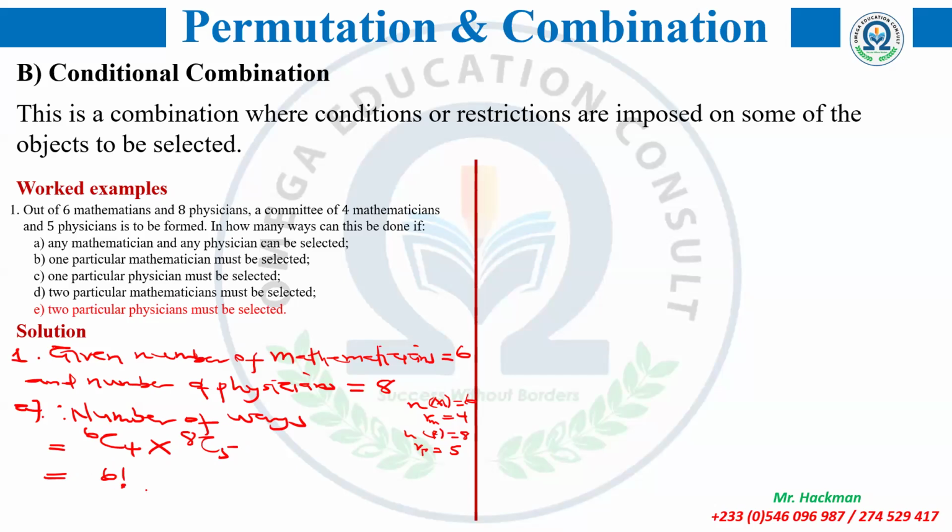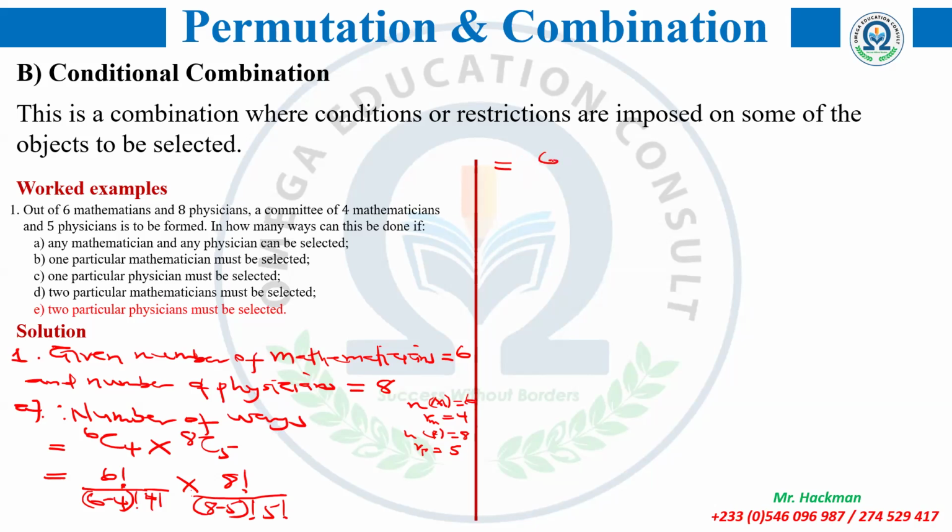So 6 factorial over 6 minus 4 factorial, then times 4 factorial. Then times, again, 8 factorial over 8 minus 5 factorial, then 5 factorial. All correct? Yes. Okay, so if I move on to my next, we are going to get what I have there to be equal to, I write close to the margin.